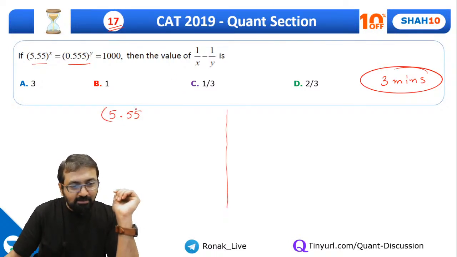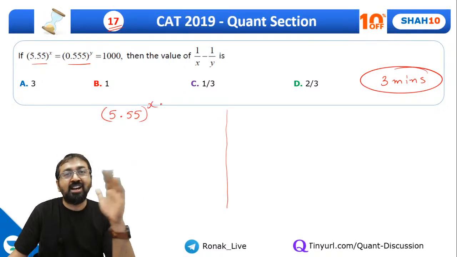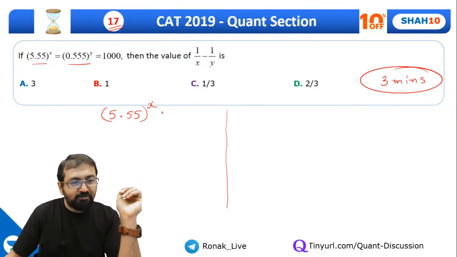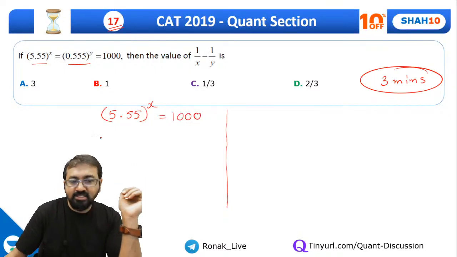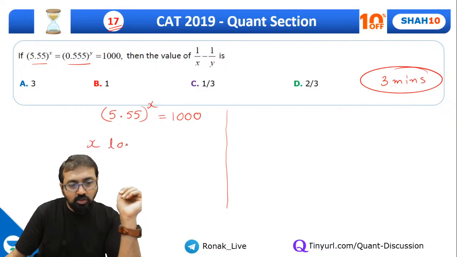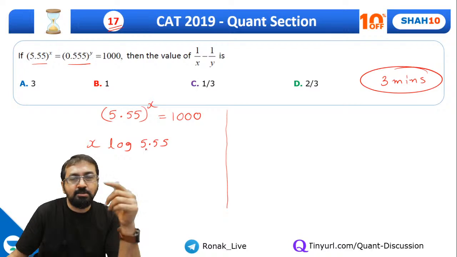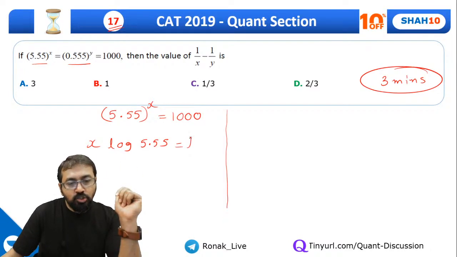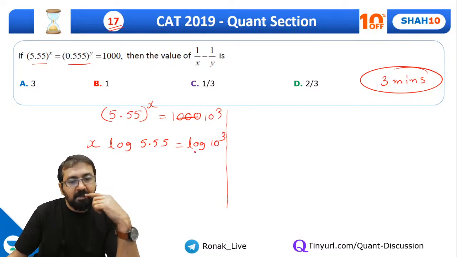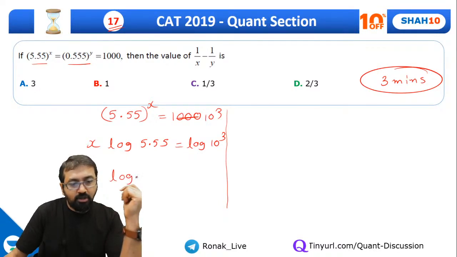Okay, so let me come back to the question. Let's put khakra aside. 5.55 raised to x is equal to 1000. Let's take log on both sides. So I'll get x log 5.55. Of course, nothing is mentioned, so base is taken as 10. So log of 1000, that is log of 10 cube, is going to be 3. So I'll get log of 5.55 equal to 3 by x.